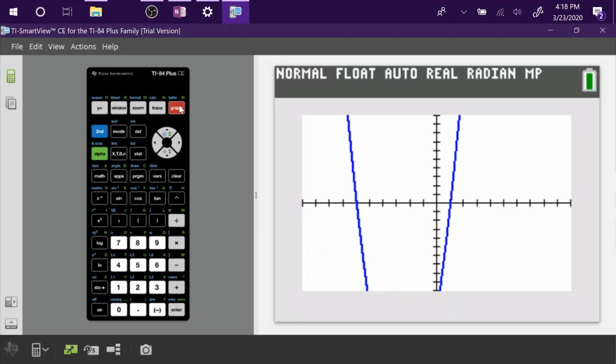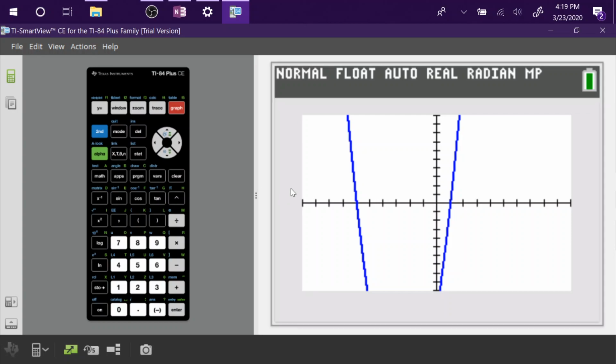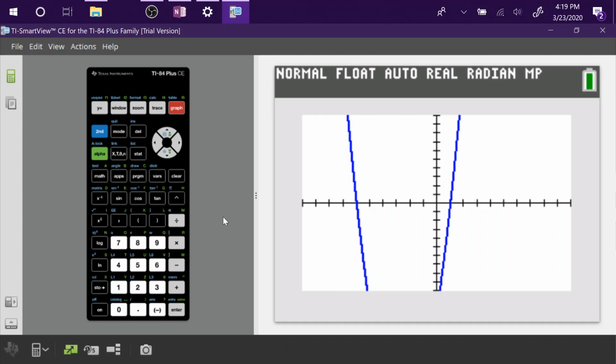Next, we want to graph our function. Once we've graphed it, we want to verify that both of our solutions are in the viewing window. Our solutions are going to be where the graph crosses the x-axis. If they aren't, we can either go to Window and change our minimums and maximums, or we can zoom out until we find it.